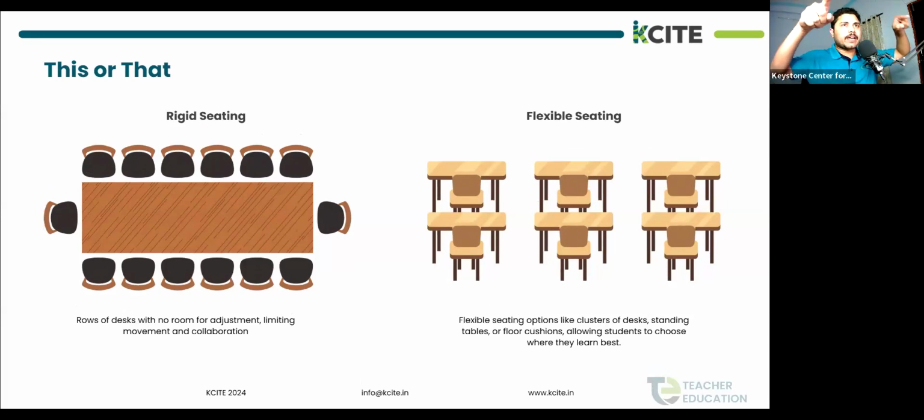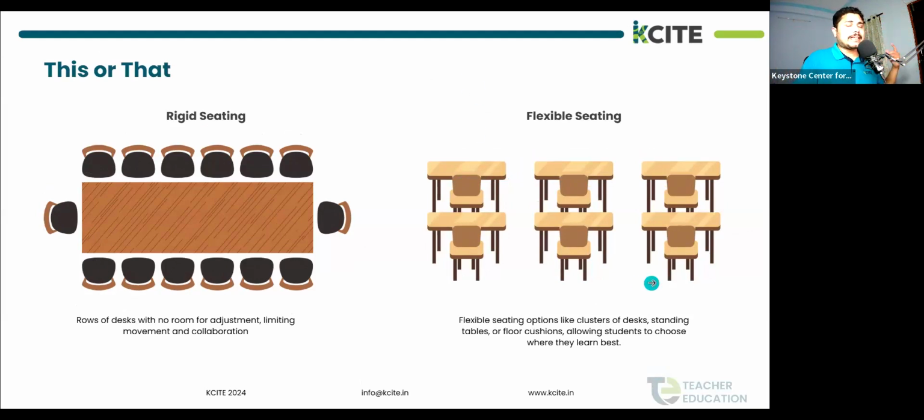If you have tables and chairs which can be moved easily, you can do all the types of grouping configuration that you saw. Individual work also, it's fine. You can make small groups, you can make pairs, you can make a large group also, and you can make the whole class also. It's totally up to you.